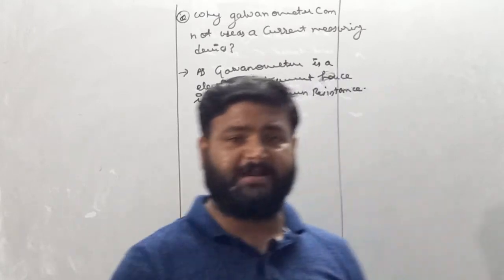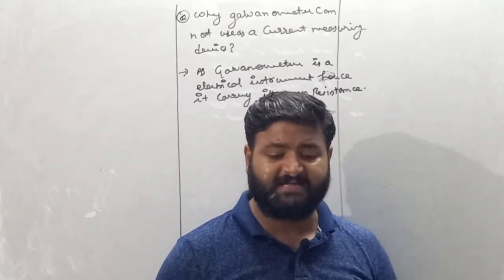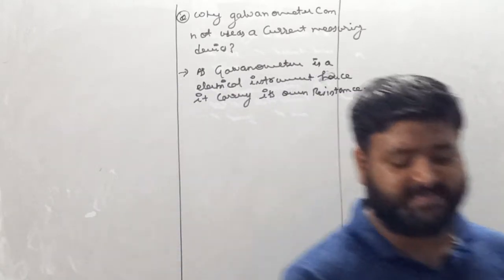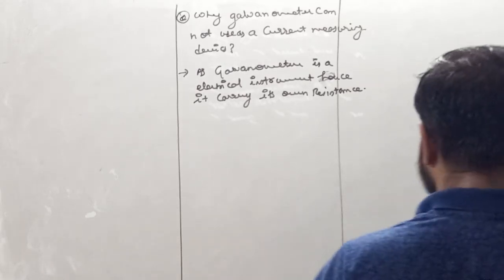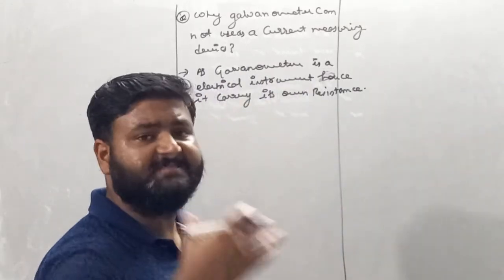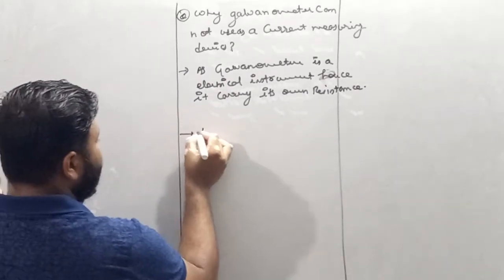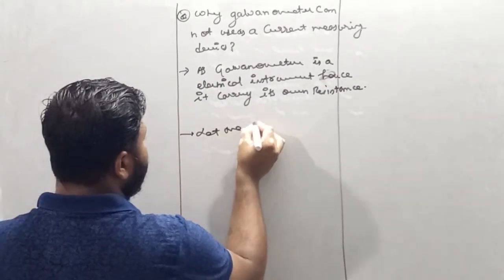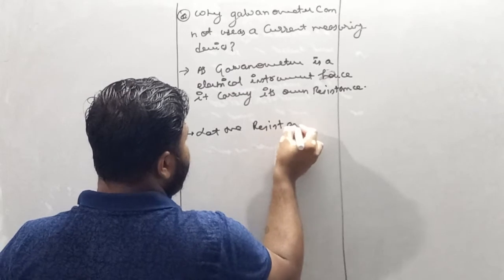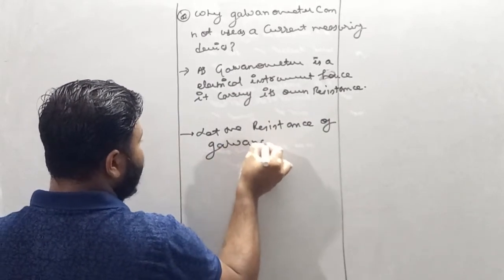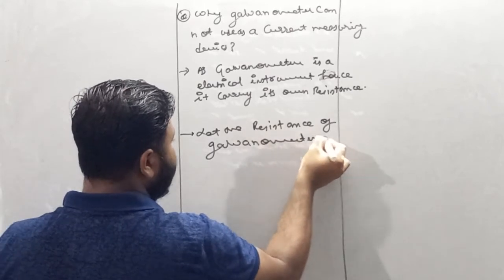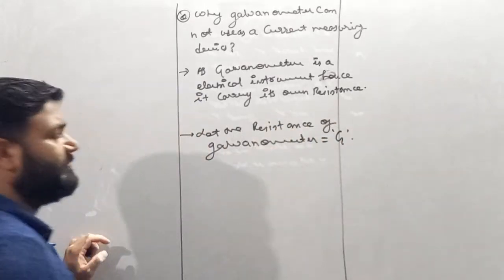So we have galvanometer, which is an electrical device. So we'll say that galvanometer is an electrical device, so it also has some resistance. Let's suppose the galvanometer resistance I am considering is G. So I'll write here, let the resistance of galvanometer be G.